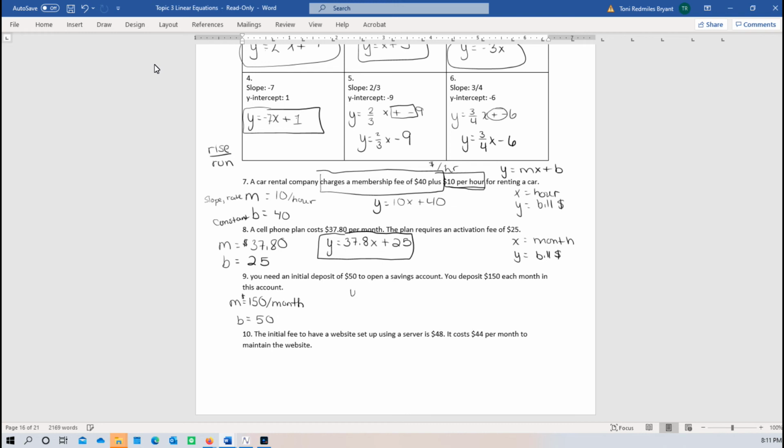All right. I'm going to drop everything into my formula. So my slope is 150. My y-intercept is 50. That's what I started with, my initial, my flat fee, basically. And my X is going to be the amount of months that I'm actually saving instead of spending. And Y is going to be my money in my investment.